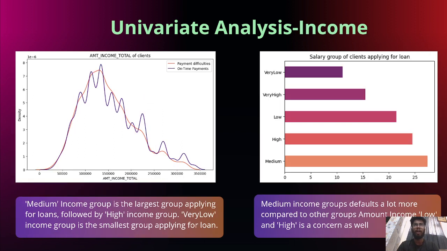Then univariate analysis for income. The medium income group is the largest group applying for loans, followed by the high income group. The very low income group is the smallest group applying for loans. We have used density plots. We converted the ratio measure to ordinal: very low, low, medium, high, very high. We can see that the medium income group differs a lot more compared to other groups. Amount income low and high are a concern as well.